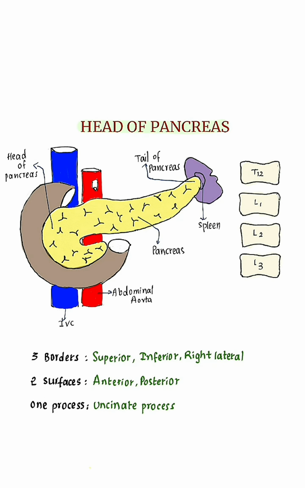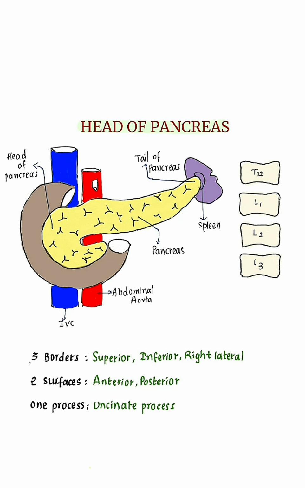Now let's see about the head of the pancreas. It is the enlarged, disc-shaped right end of the pancreas. This is the right side, this is the left side. It lies in the concavity of the duodenum in front of the L2 vertebra.